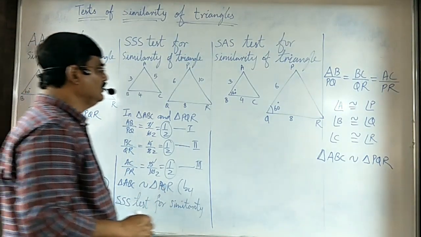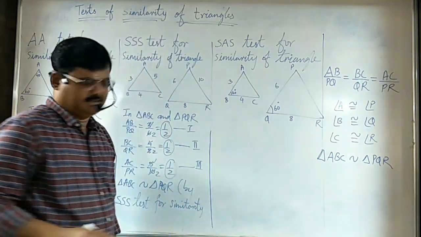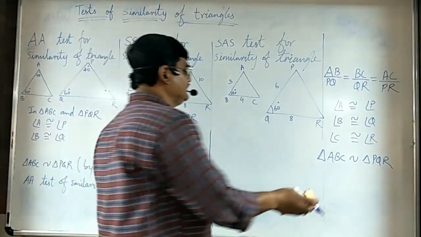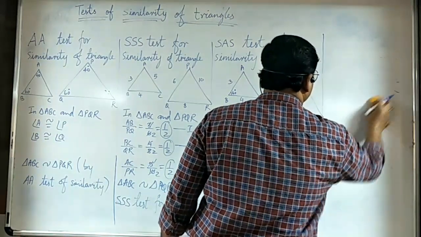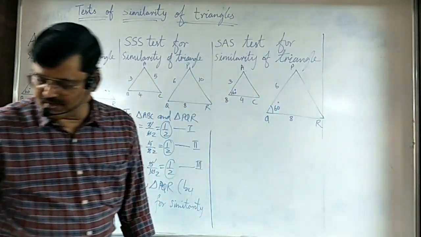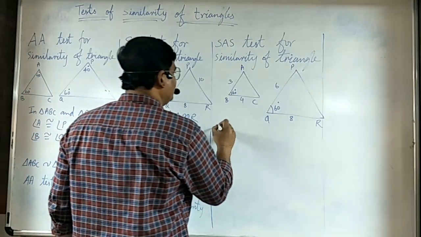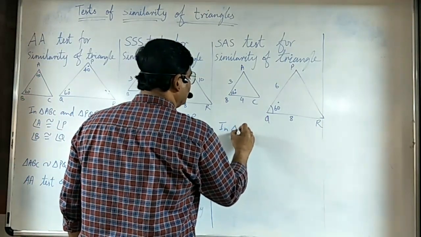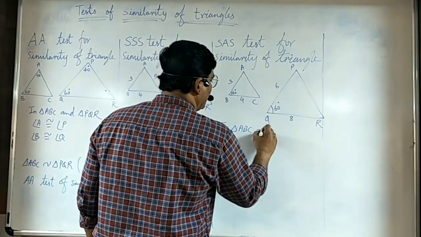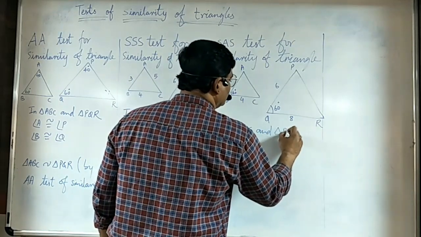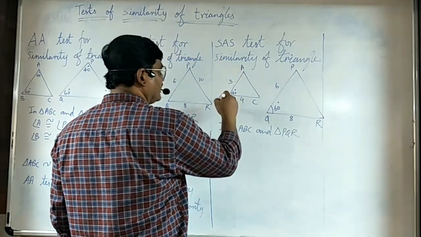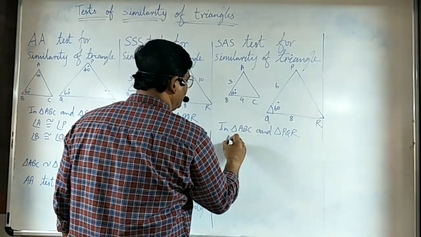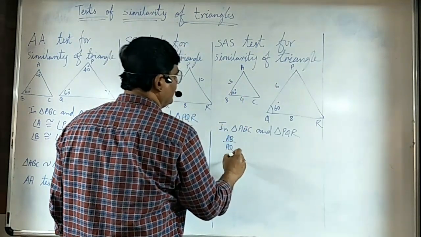Now we are going to go for another topic, that is your side angle side test. In the side angle side test, you have two triangles, triangle ABC and triangle PQR. In this case, the ratio of AB upon PQ. Can you see AB upon PQ?